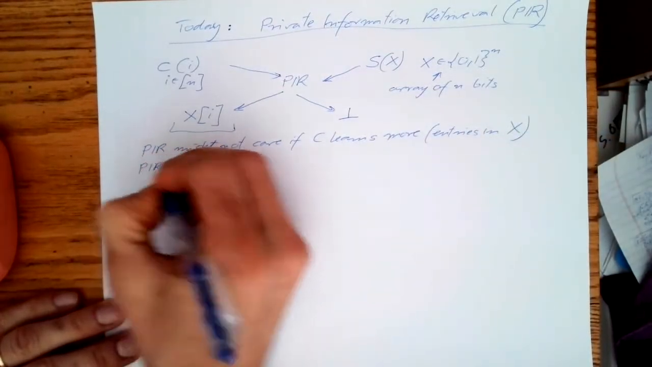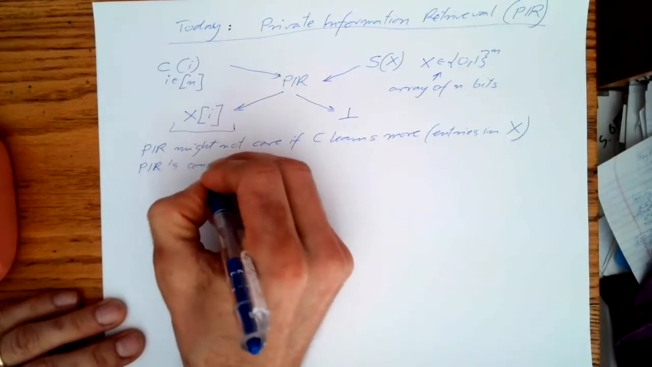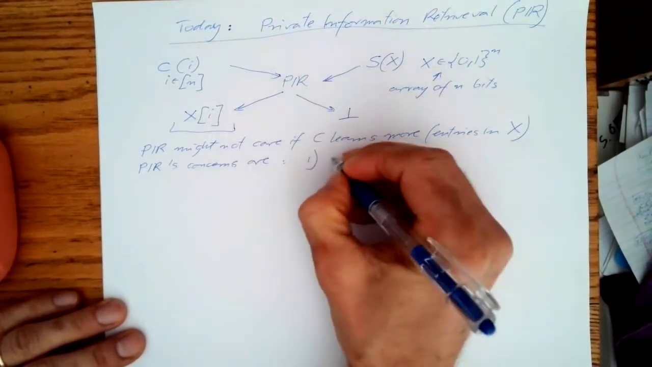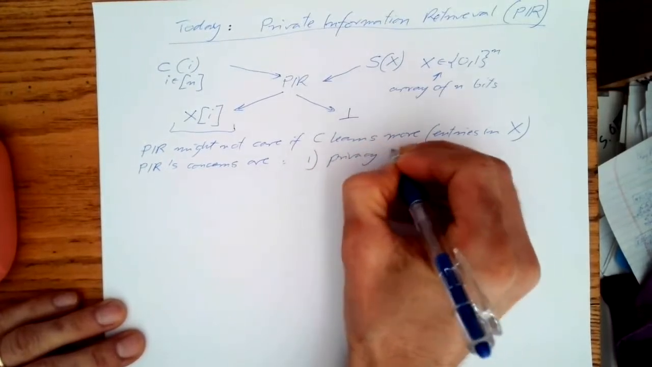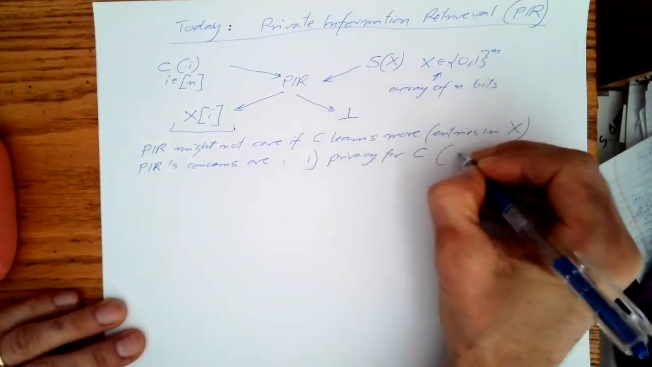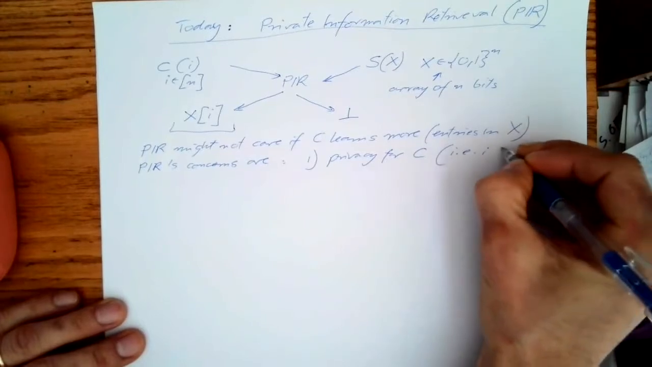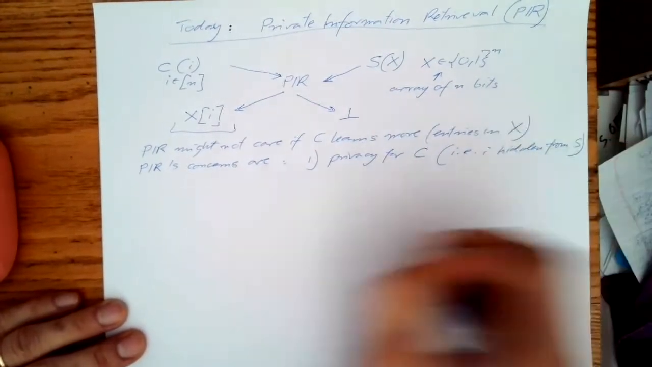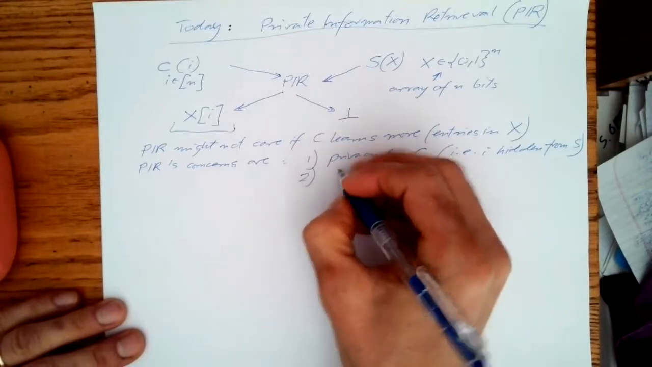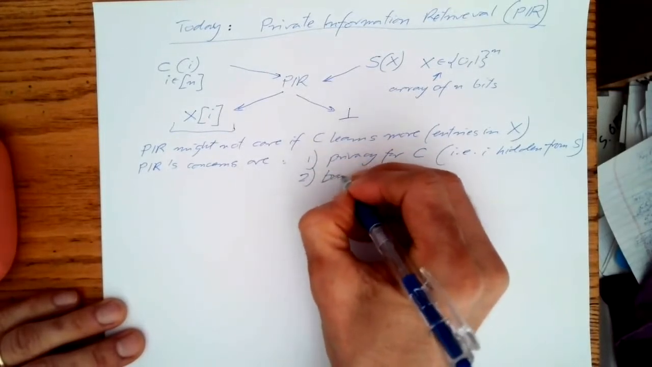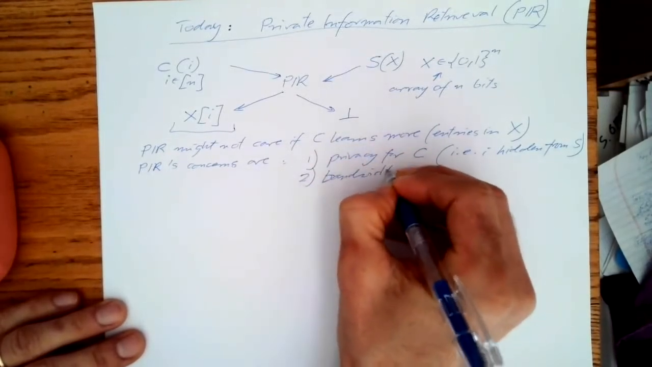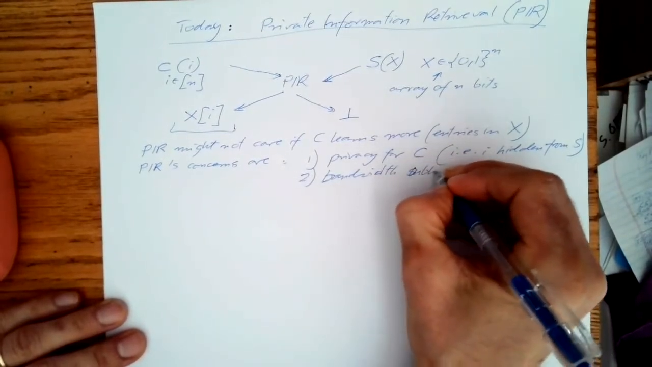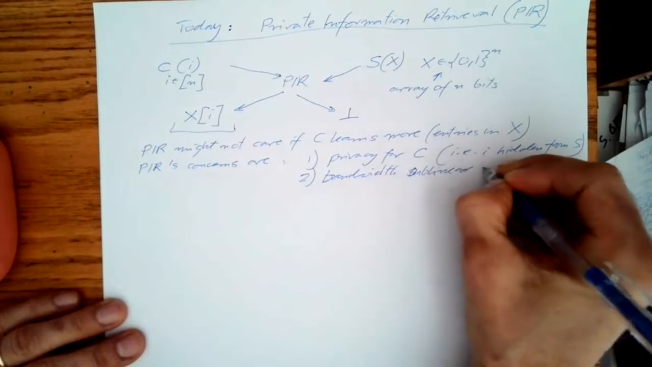PIR's concerns are, first, privacy for C, i.e. i is hidden from S, right? And secondly, bandwidth must be sublinear in X.